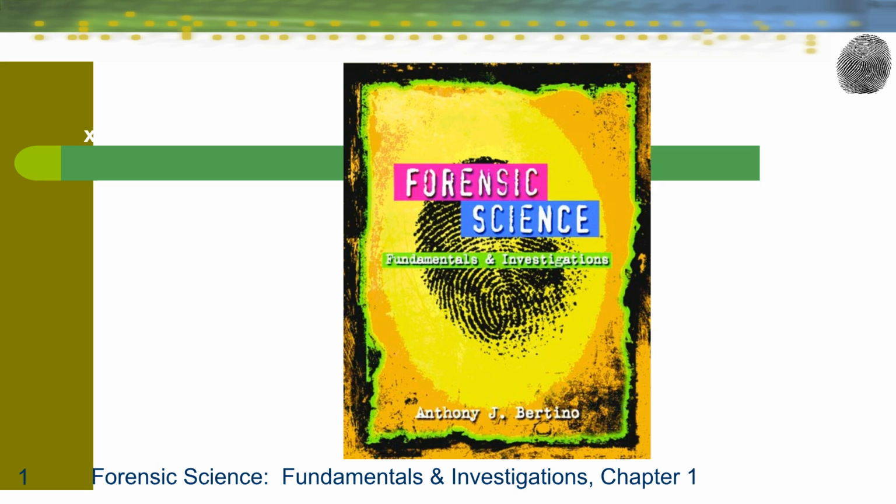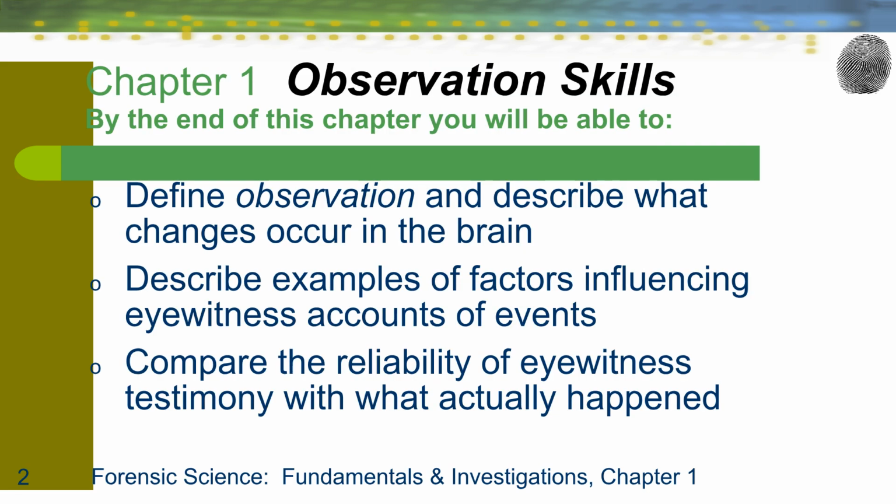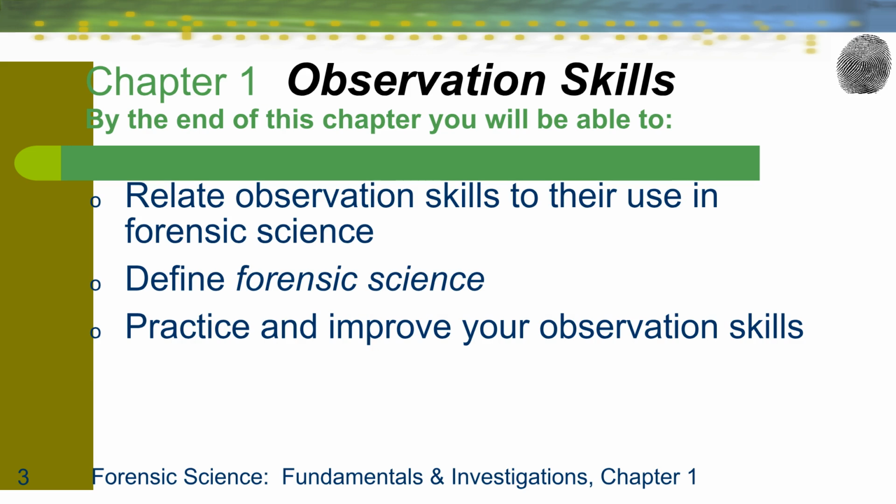Welcome to Chapter 1 of Forensic Science, Fundamentals and Investigations, focusing on observation skills. By the end of this chapter, you will be able to define observation and describe the changes that occur in the brain. You will also describe factors influencing eyewitness accounts and compare the reliability of eyewitness testimony. Additionally, you will be able to relate observation skills to their use in forensic science, define forensic science, and practice and improve your observation skills.